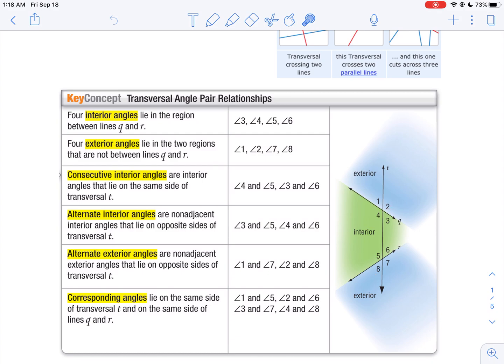And corresponding angles mean they're in the same part. So for example, if I look at angle 1, notice it's to the left of the transversal and above my line. So I go to the other line and go above and to the left. That would be angle 5. And then angle 2 and angle 6 would be corresponding. Angle 4 and angle 8, angle 3 and angle 7. Notice all of these have to touch the transversal. So we look at the pairs of angles that go with the transversal.